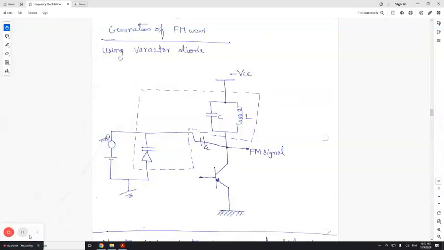About FM generation. We have seen theory so far. You all know about it, right? We have seen bandwidth, the equations, the spectrum, everything. Now, today we'll see how to generate an FM wave. That means, what is the circuit required to generate an FM wave?